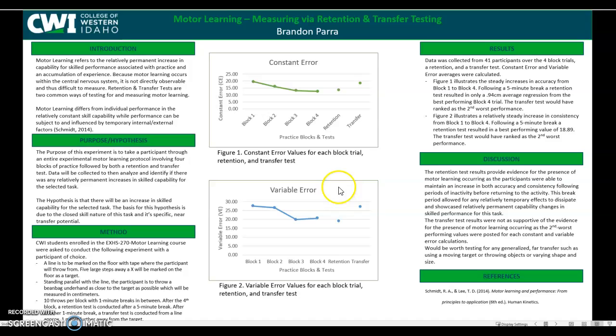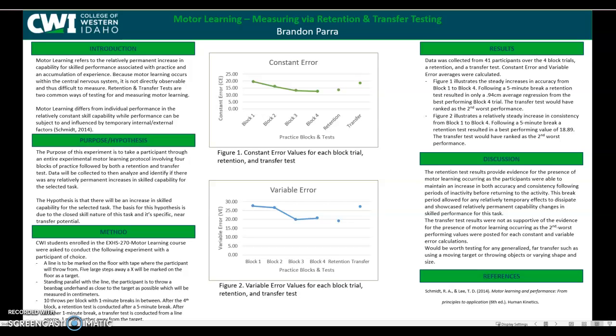So for the method of the experiment, how it was conducted, CWI students enrolled in this motor learning course were asked to conduct this experiment with a participant of their choice. Because of this, the environment that the experiment was conducted in and some variables involved in the experiment are not going to be the same for everybody. So there are definitely going to be some variables that have to be accounted for in the results that we got from this. But everyone was expected to set up the experiment as follows.